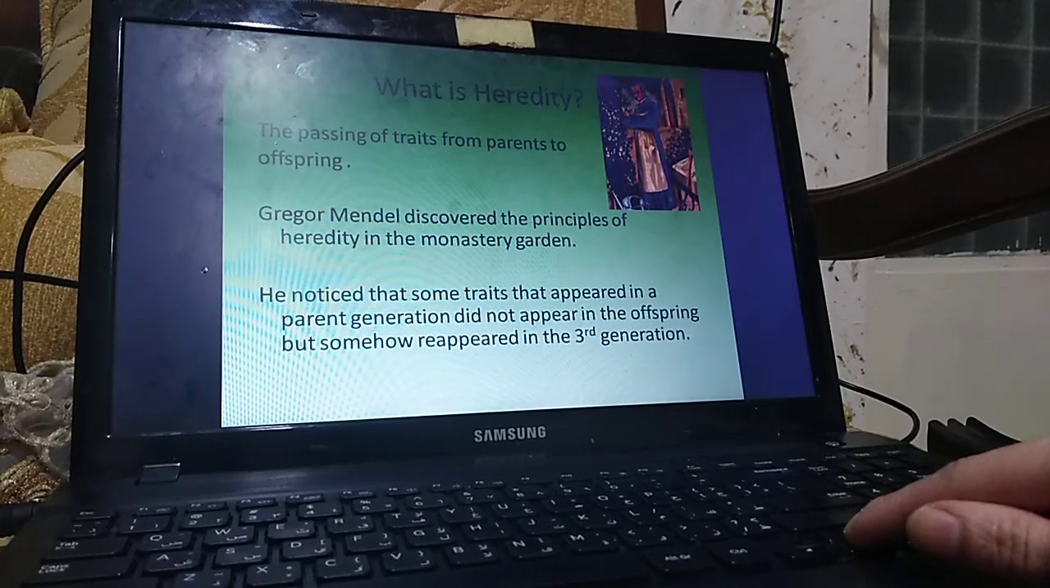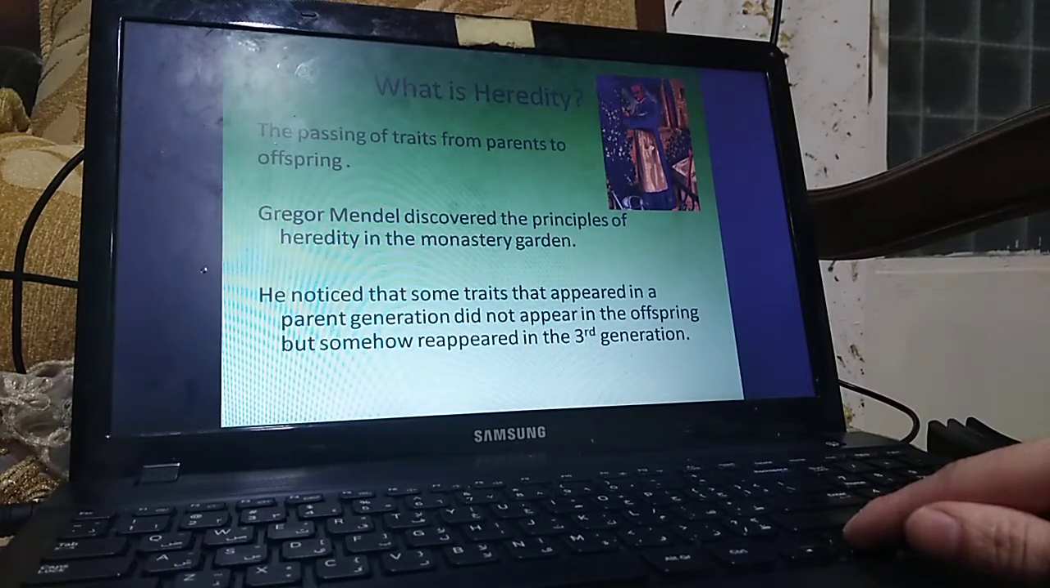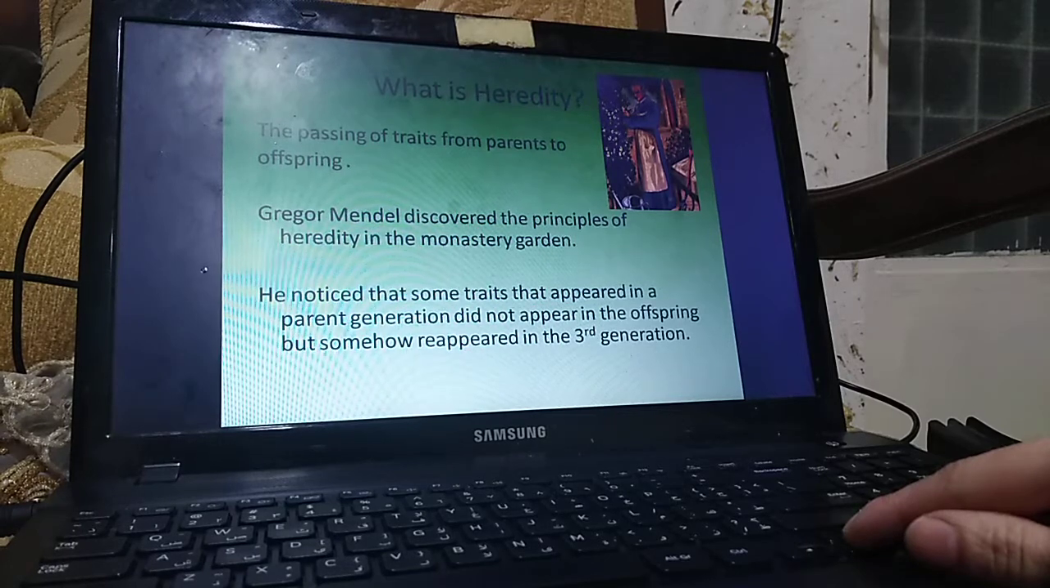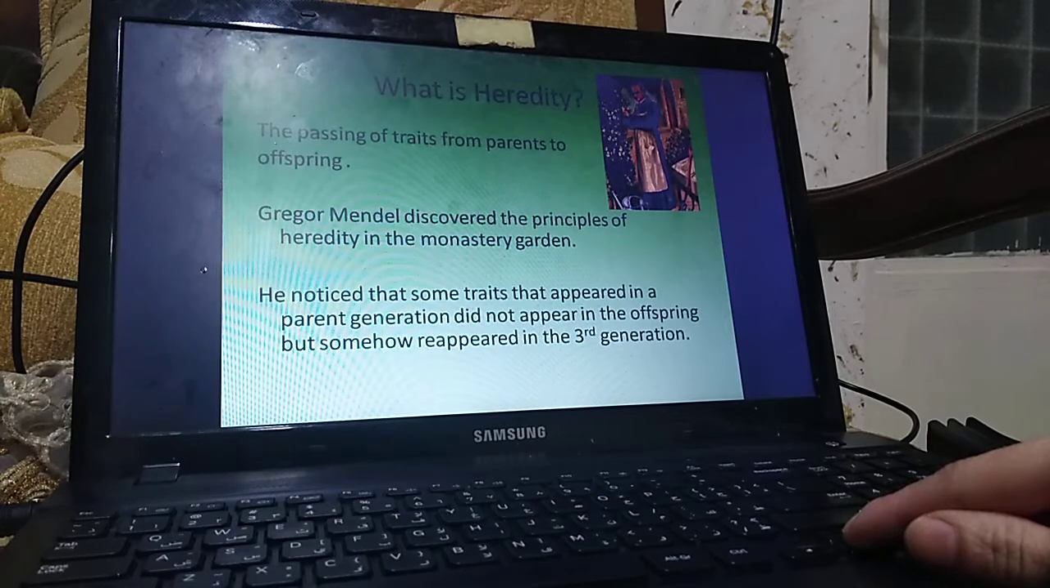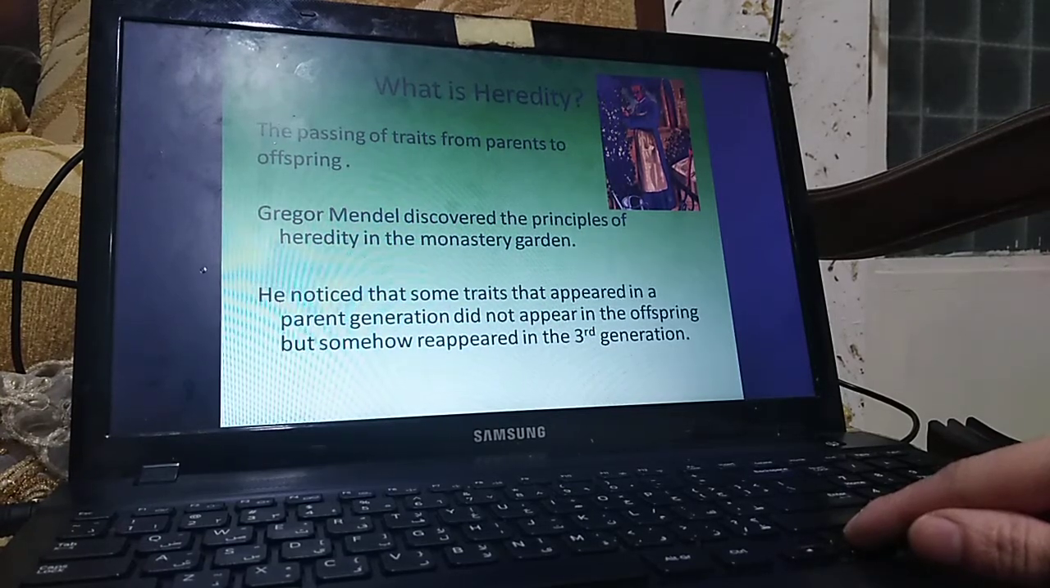The first scientist who studied this was Gregor Mendel. He worked in a monastery. Monastery اللي هي دير. Okay? تابع لكنيسة. He loved to plant different plants and study what happens when you grow different plants. He noticed that some traits, اللي هي الصفات, appear in a parent generation and suddenly disappear in the second generation, then appear again. He was really interested in knowing how that happens.